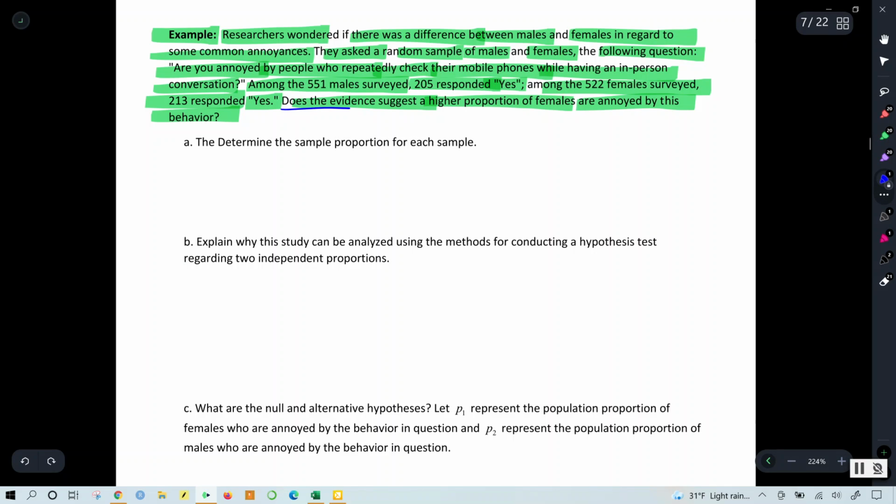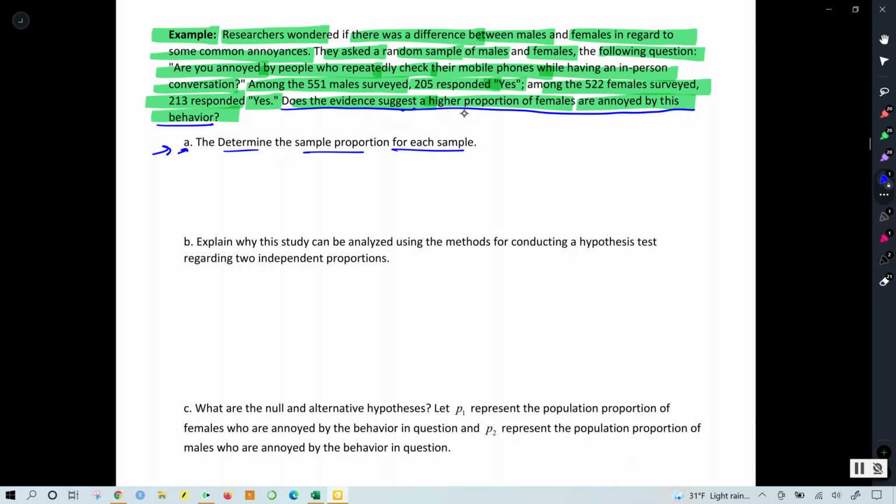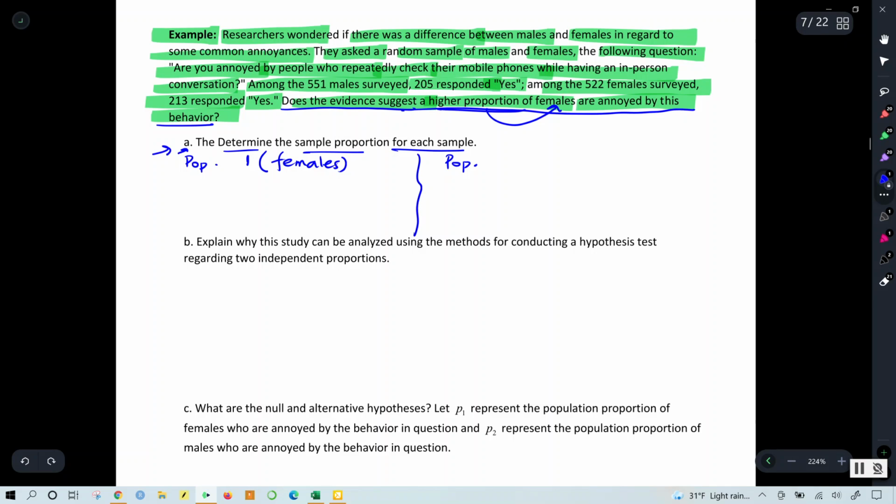Please note the statement of what we want to test. The question: does the evidence suggest a higher proportion of females are annoyed by this behavior? That is the goal here. So to begin with, question A requires us to determine the sample proportion for each sample. Since the emphasis here is on the proportion of females, I'm going to let population 1 be the population of females and population 2 be the population of males.